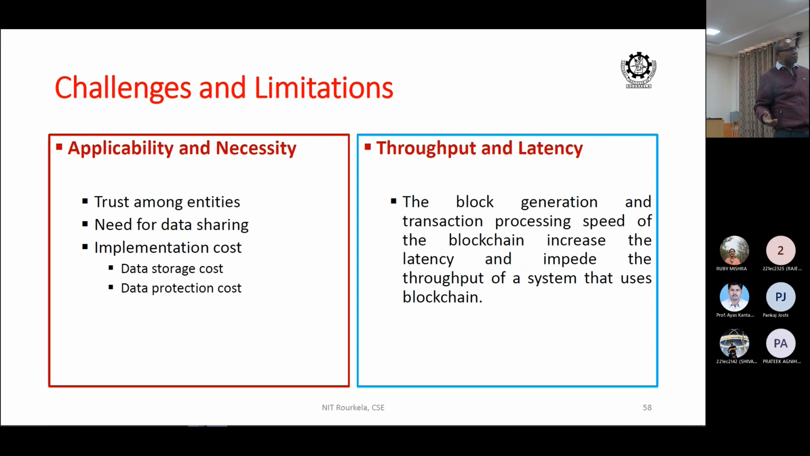Now, if you are using Ethereum, the Ethereum blocks take around 17 seconds to add a block into the system. So it is all about the rate at which the transactions need to be processed, and the rate at which blocks need to be added into the chain. This also limits the acceptance, the adaptability of the blockchain.